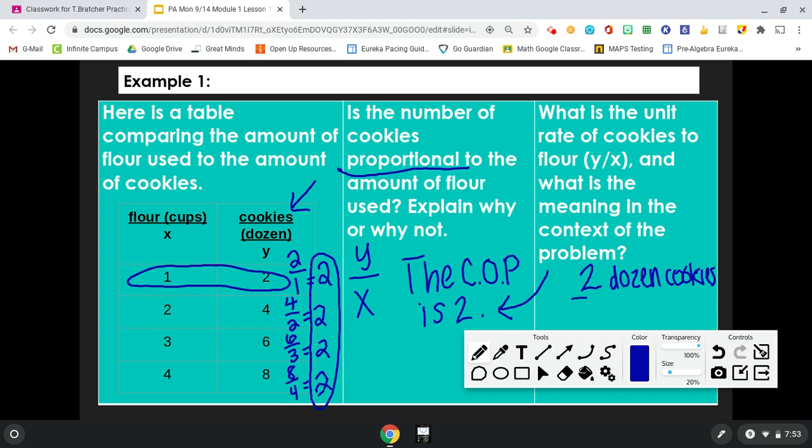And that's for every 1, and our x value is on the bottom, so that's talking about cups of flour. And remember, that's what we just talked about. That unit rate or constant of proportionality is going to have that denominator of 1. You're always going to want that.